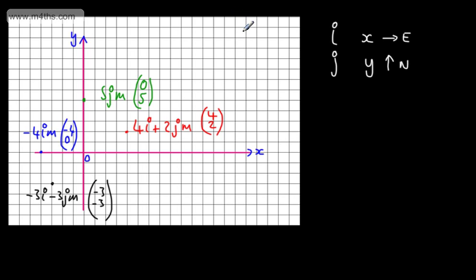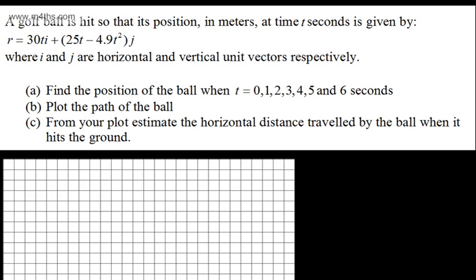We're going to work through a few basic questions before moving on to some more challenging topics in later videos. So in this question it says a golf ball is hit so that its position in meters at time t seconds is given by r equals 30t i plus (25t minus 4.9t squared) j, where i and j are horizontal and vertical unit vectors respectively. Let's take a moment to break this down.